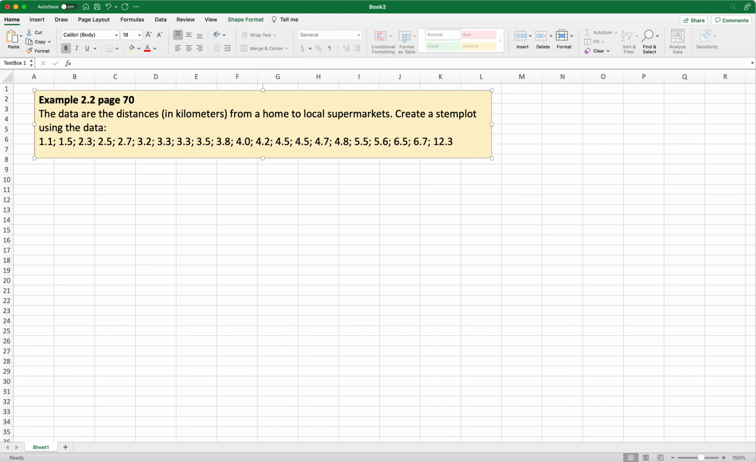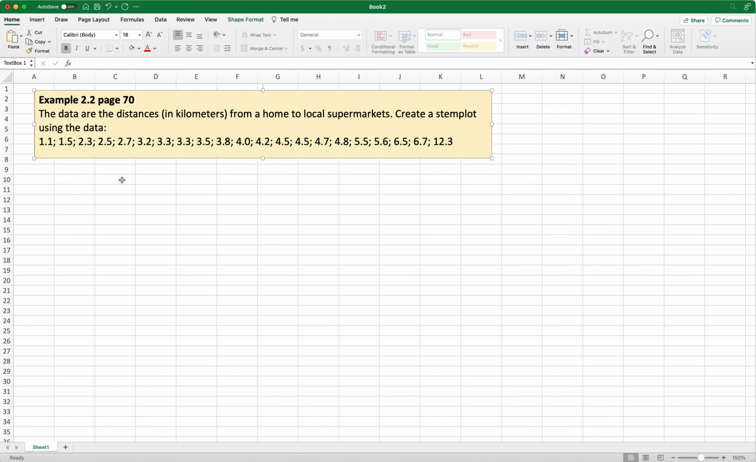Class, it's Professor Gavor. Here's Example 2.2 from page 70 of the OpenStax stat book. The data is the distance in kilometers, I guess this is for Scandinavian or European students, anybody that's not from the US, from home to a local food store. Create a stem plot of the data. Then we'll also ask you on the quiz to calculate the 3 M's: the mode, the median, and the mean. The data, like I said, is already ordered. It goes from 1.1 to 12.3.